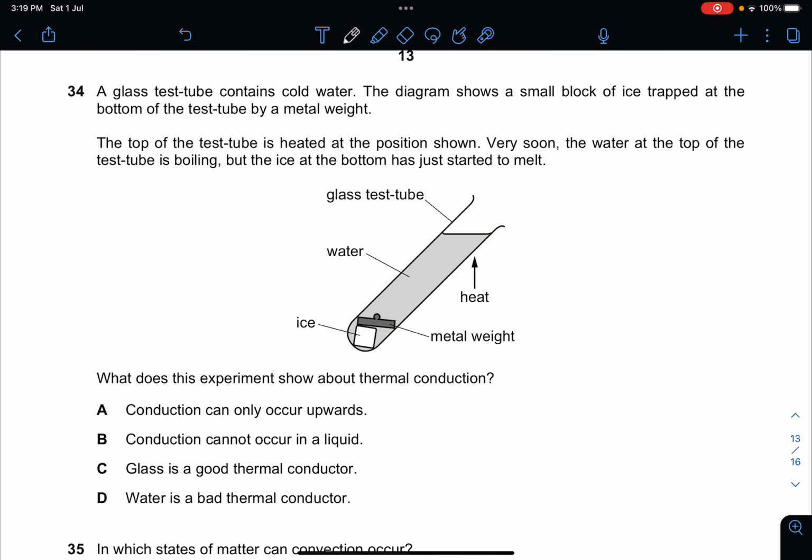Conduction can only occur upwards? It doesn't work like this. It works throughout. Conduction cannot occur in a liquid? Nope, it works in solids and liquids. Glass is a good thermal conductor? No, it's not. A thermal conductor is usually a metal, and water is a bad thermal conductor. Yes, definitely, because once the water boils, it already transfers energy, because the water is also in contact here, so that's why the ice will melt.